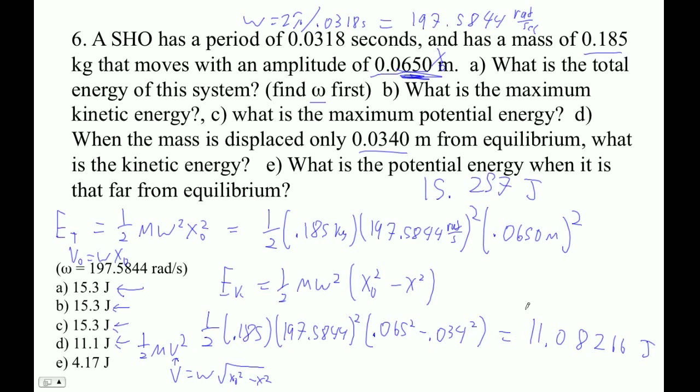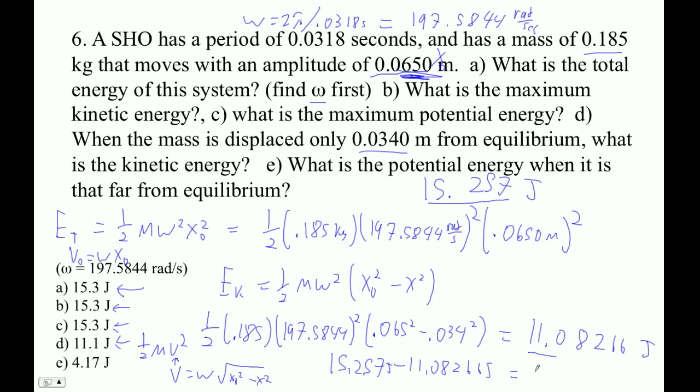Okay. And then it says, what is the potential energy? Well, if the total energy is this, and this much energy is kinetic, and kinetic plus potential has to add to the total, then total energy minus kinetic must be the potential energy. So all I'm going to do is go 15.257 minus 11.08266 joules. So that's total energy minus kinetic equals potential energy. These are joules that I'm putting there. It's not a mystical number.